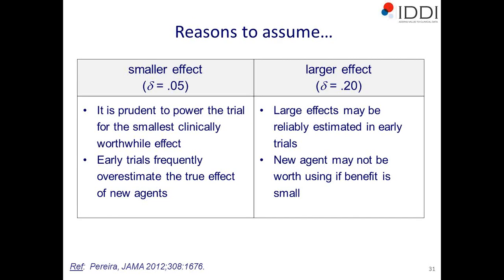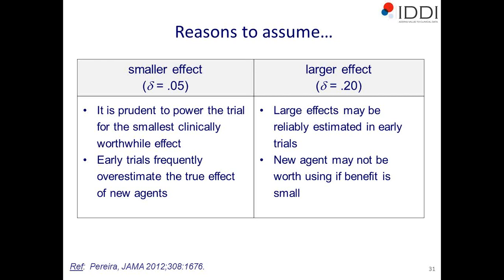Now, I think you can look at two extreme assumptions here. You can assume that you want to look at the smallest possible effect that is of interest. Let's say it's 5%. You said that a 5% improvement in the response rate would make you happy. So that means that you might actually want to power your trial for as little as a 5% improvement.